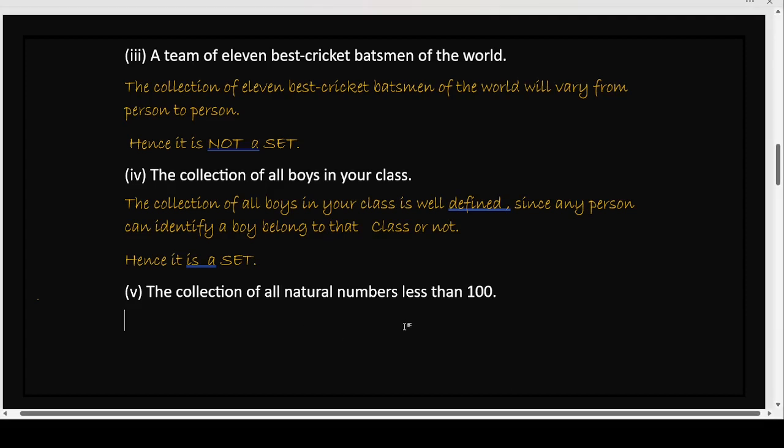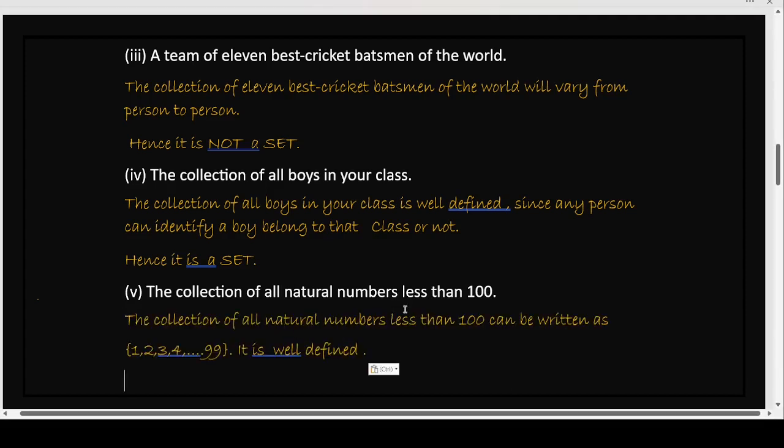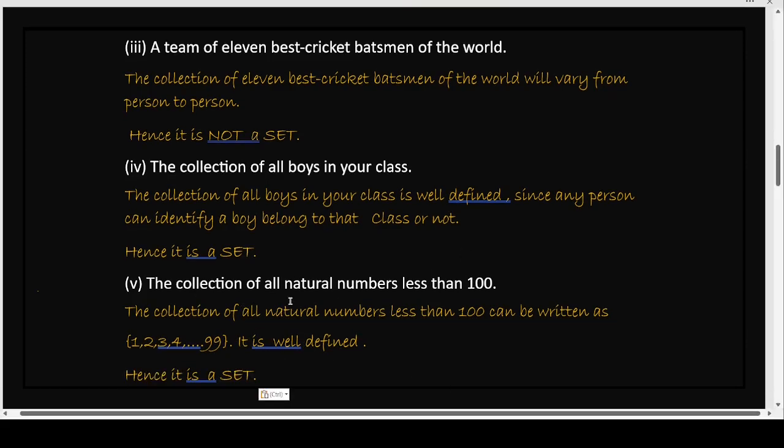How do you write them? The collection of all natural numbers less than 100 can be written as, in curly brackets, 1, 2, 3, 4, and it goes on up to 99. It is a well-defined collection of elements. So hence it is a set. So this fifth one, the collection of all natural numbers, is a set.